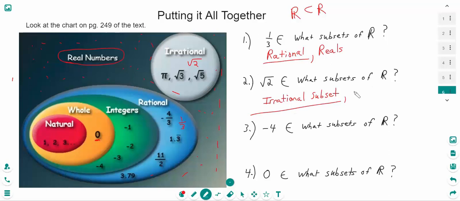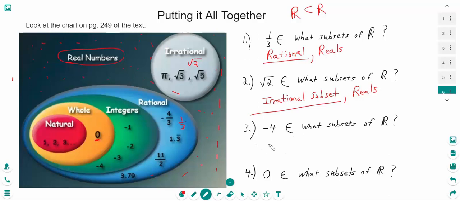And the same thing would apply here. It's also going to be a member of the reals. In fact, for any numbers that I list out here and ask you what subsets they are from, you can always say they're a subset of the reals, at least up to this point, because we haven't learned anything that's not going to be a subset of the reals.